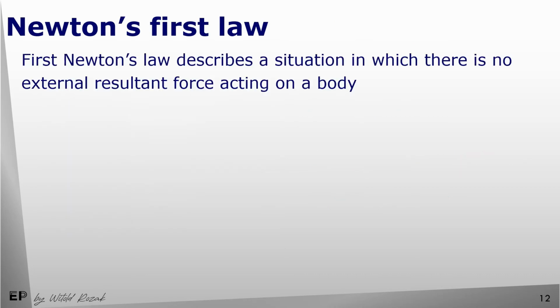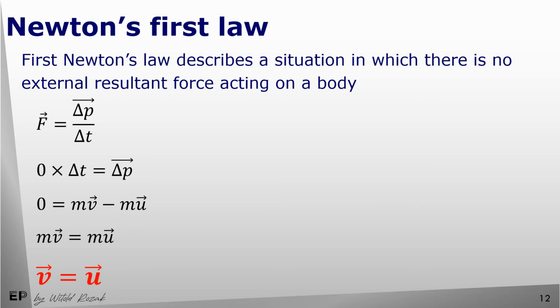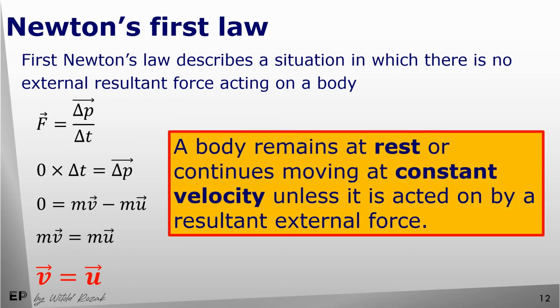Isaac Newton proposed 3 important laws describing forces and their effects on motion. Newton's first law describes a situation in which there is no external resultant force acting on a body. Using the definition of force, we can see that if there is no resultant force acting on a body, the initial and final velocities are equal. This means that if there is no resultant force, there is also no acceleration and no change in momentum. These observations allow us to formalize Newton's first law in the following way. A body remains at rest or continues moving at constant velocity unless it is acted on by a resultant external force.